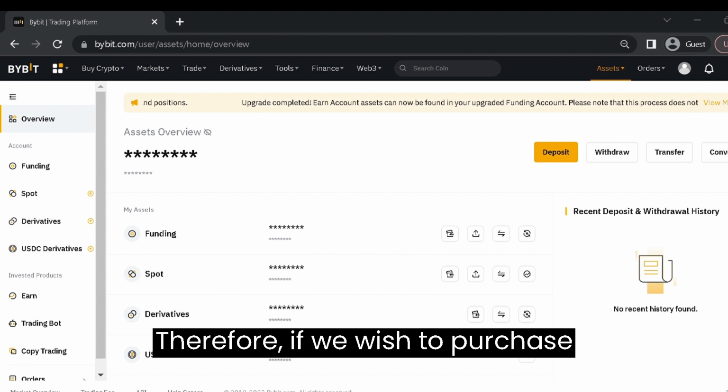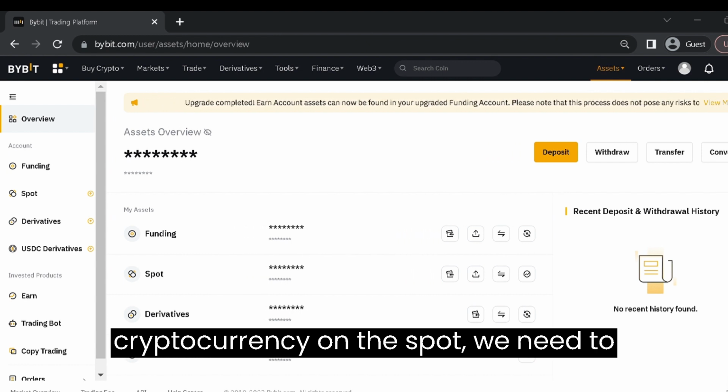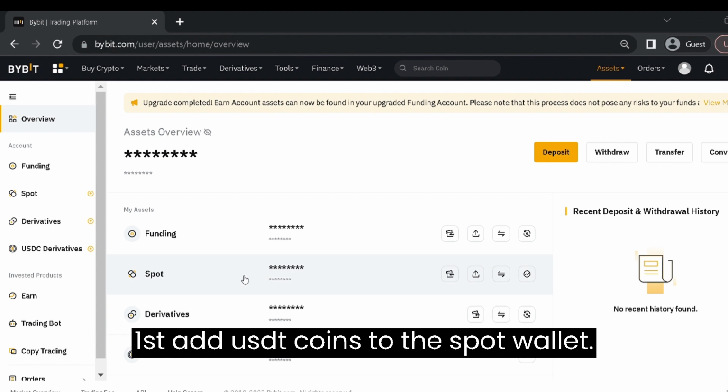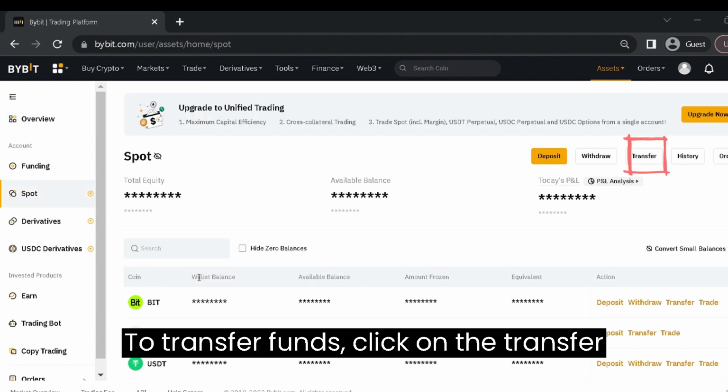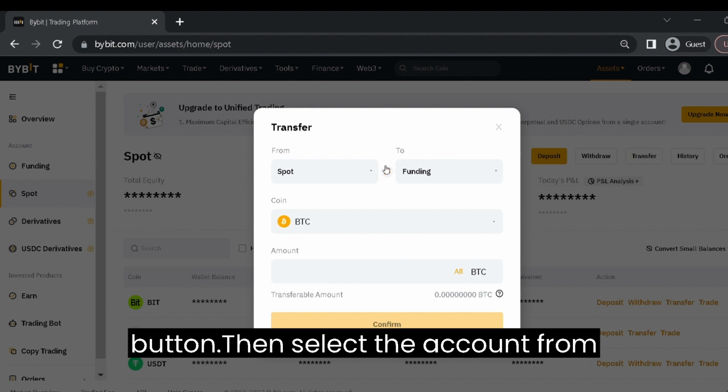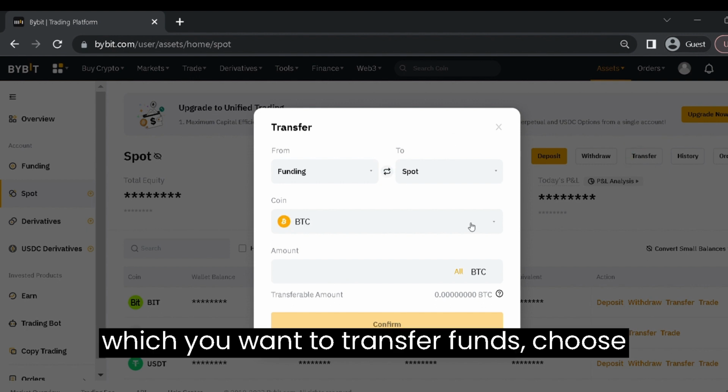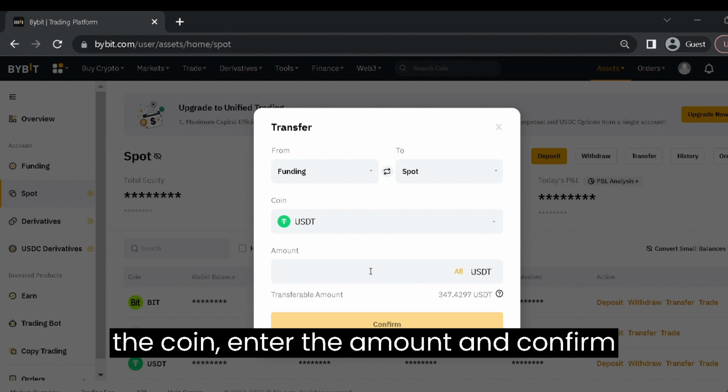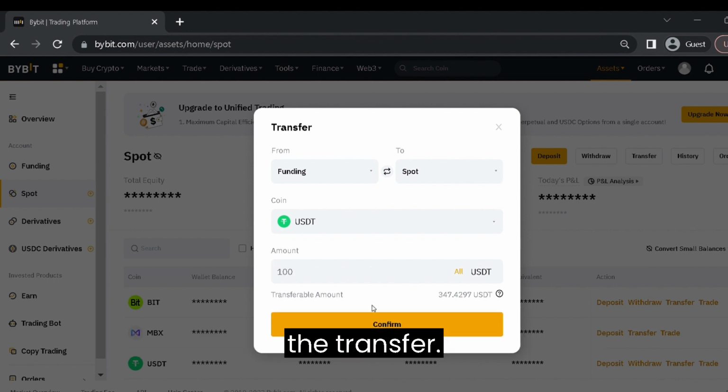Therefore, if we wish to purchase cryptocurrency on the spot, we need to first add USDT coins to the spot wallet. To transfer funds, click on the Transfer button. Then select the account from which you want to transfer funds, choose the coin, enter the amount, and confirm the transfer.